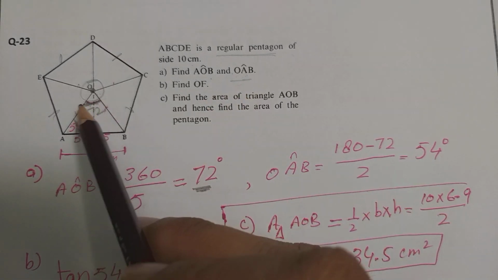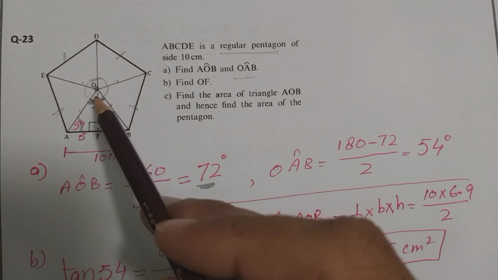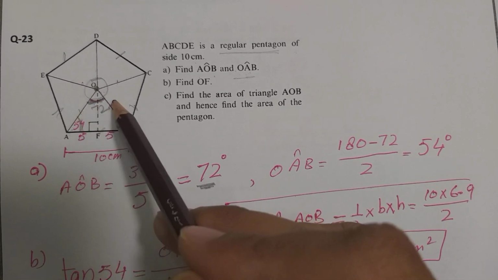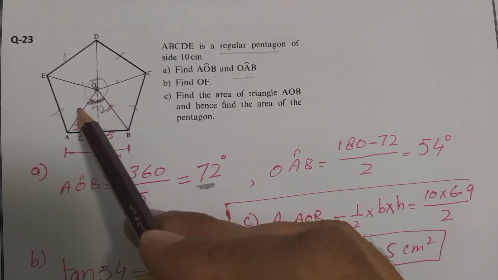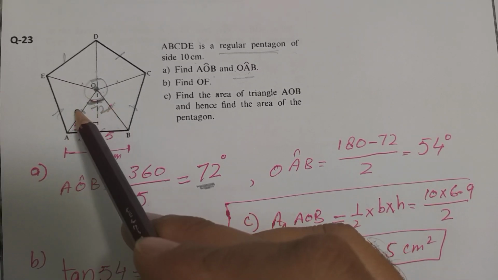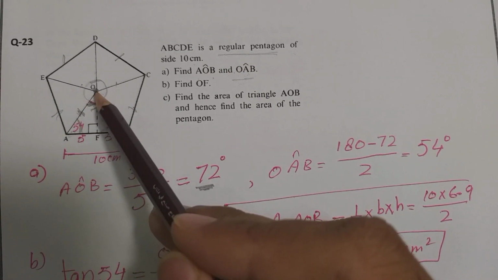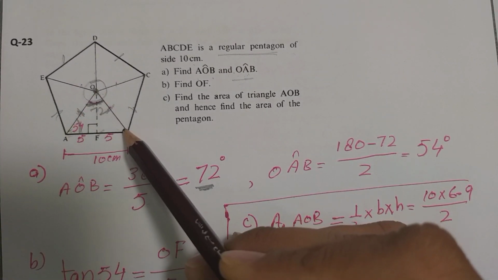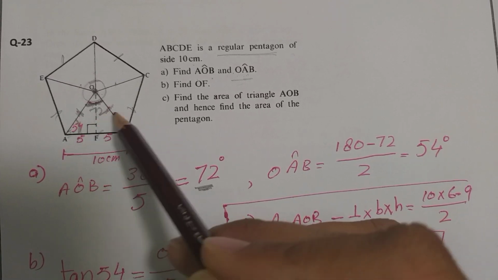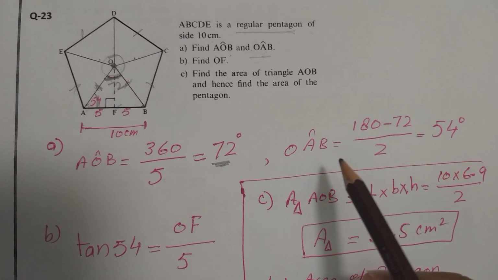From here, OAB. If you look here, it's regular, so it means all the sides are equal, so it becomes an isosceles triangle. So the base angles must be equal. If these two sides are equal, base angles are equal. Because it's regular, from the center to this point is the same length, and from the center to this point is the same length, so it becomes an isosceles triangle. So we use the formula.